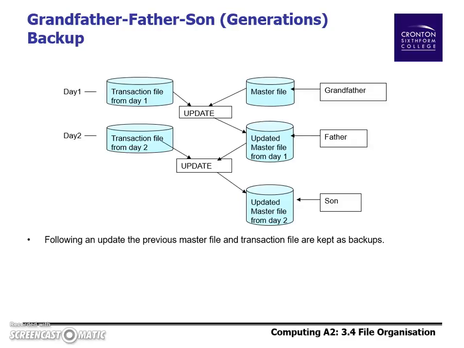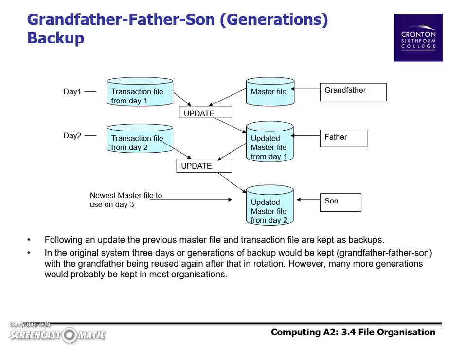So day 2, you've got the update from day 2 merged with the master file, which gives you a new master file for day 2. And then you have your newest master file to use on day 3. In the original system, 3 days or generations of backup will be kept: grandfather, father, son, with the grandfather being reused again after that in rotation.